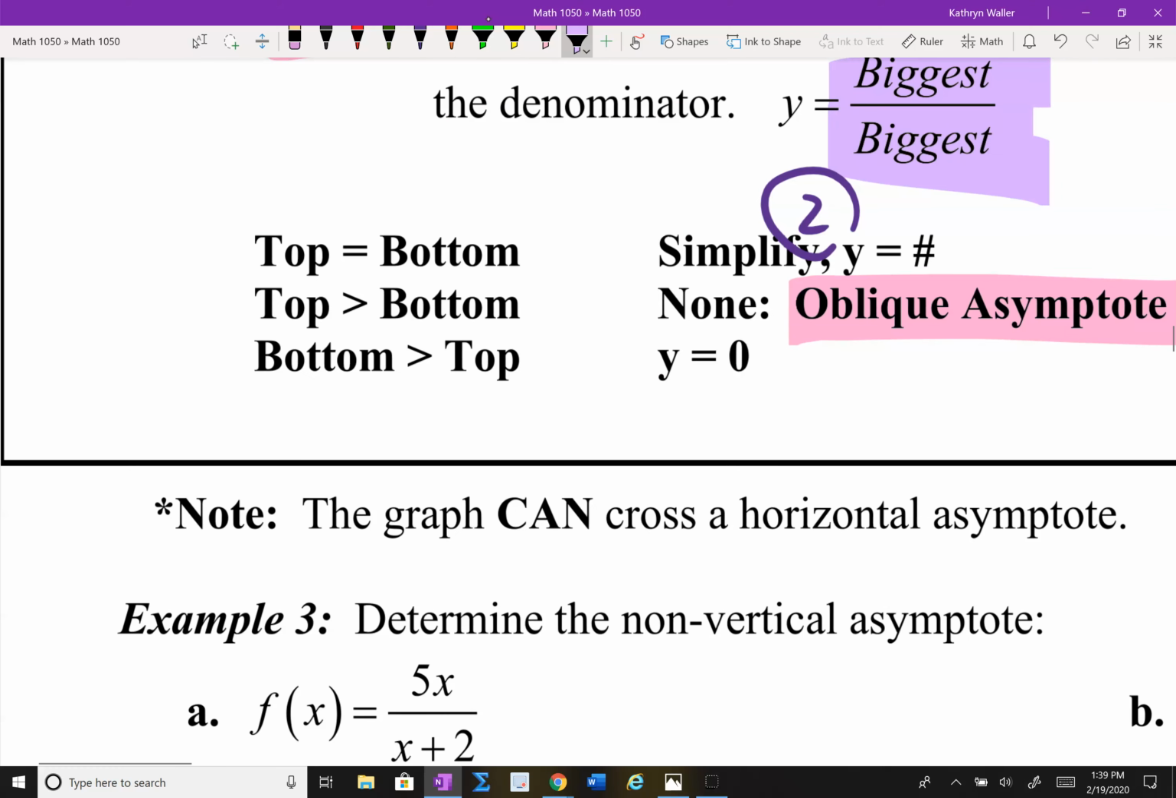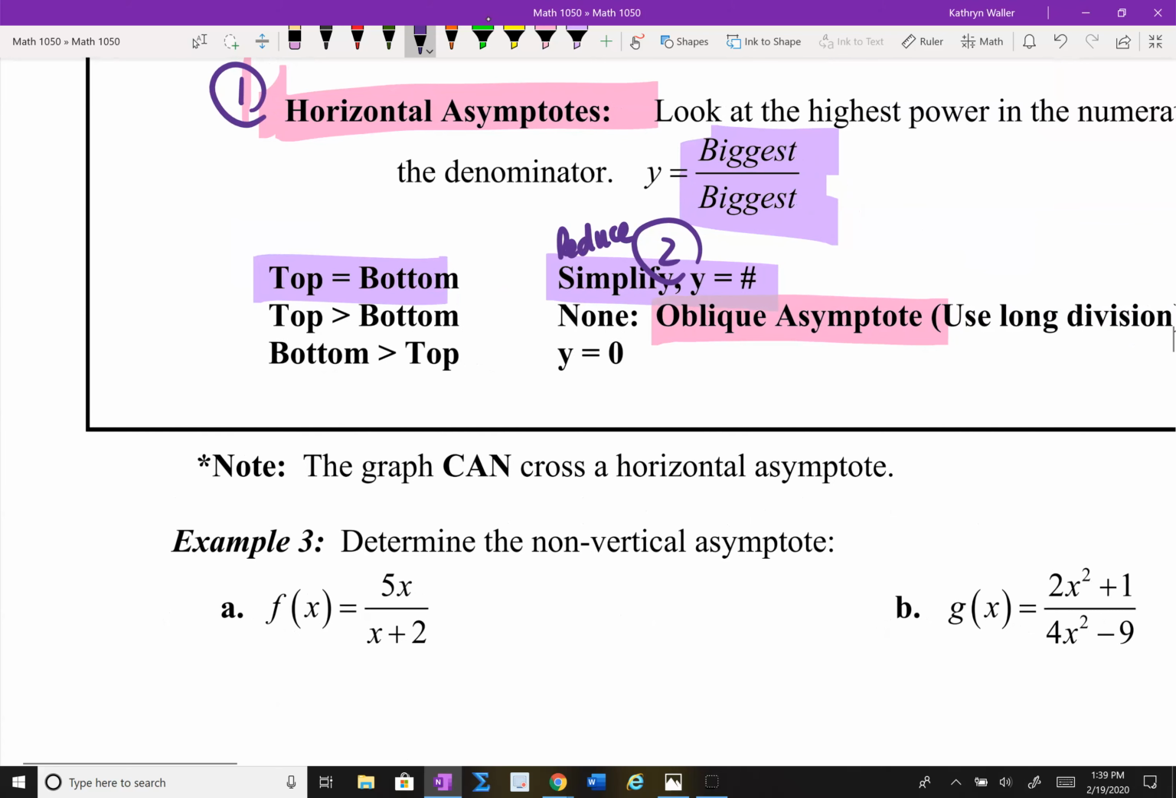Okay, so here's the explanation. If they're equal, it's the easiest scenario. You just simplify, or in other words, reduce, and it's just y equals whatever you're left with. That's easy. These two others right here are a little more challenging. If the top exponent is bigger than the bottom, then there is not a horizontal, and it's the second option, which is oblique. If the bottom exponent is bigger than the top, then it's y equals 0. Okay? All right, here we go.